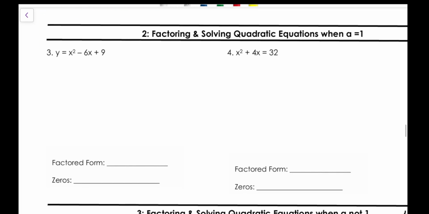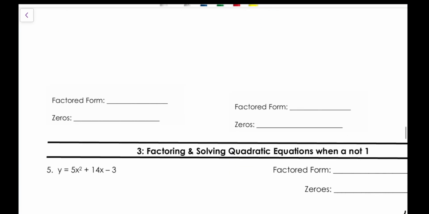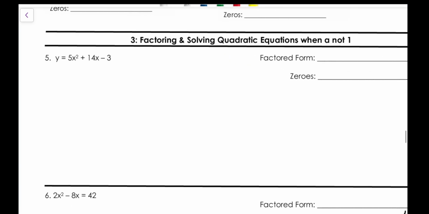Okay, so factoring and solving when a equals 1, you just got to remember to set the equation equal to 0. So in this case, the y should become a 0. And over here on number 4, you're going to move the 32 over, set it equal to 0. Now, what do you do when the a is not equal to 1? Well, then that's where you use that x and that box and everything. So if this is 0, we take our first number times our last. 5 times negative 3 is negative 15.